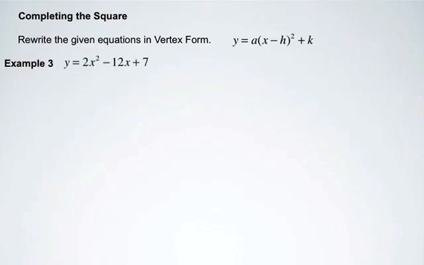We're going to continue completing the square of some more quadratic equations. Remember, when we're completing the square, the goal is to rewrite the equations in vertex form. Example 3. y equals 2x squared minus 12x plus 7. Our first step here is to remove a common factor from the first two terms. We're doing this so that we can get just x squared as our first term. So we remove 2, that's x squared minus 6x.